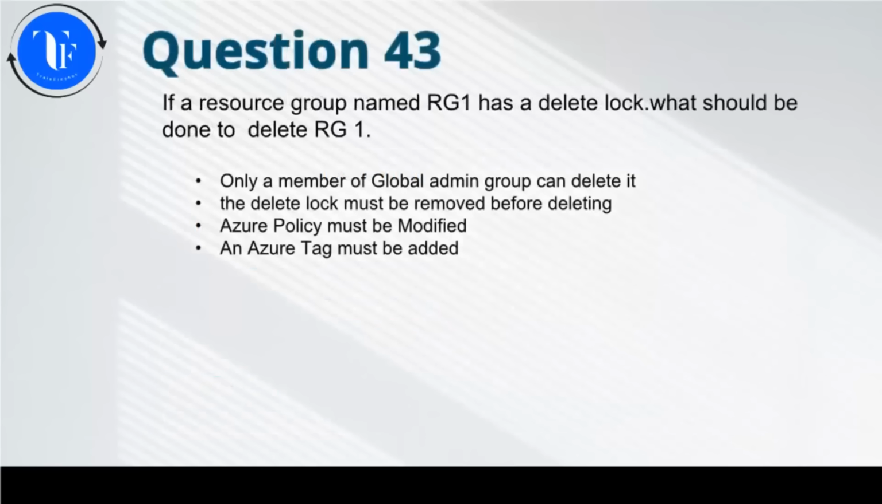Question 43. If a resource group named RG1 has a delete lock, what should be done to delete RG1? Only a member of global admin group can delete it. The delete lock must be removed before deleting. Azure policy must be modified. An Azure tag must be added. The delete lock must be removed before deleting any resource.